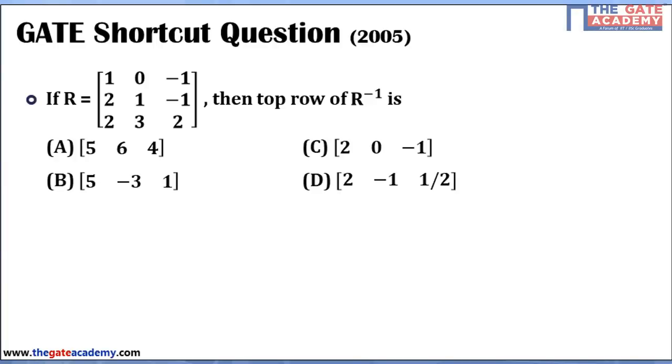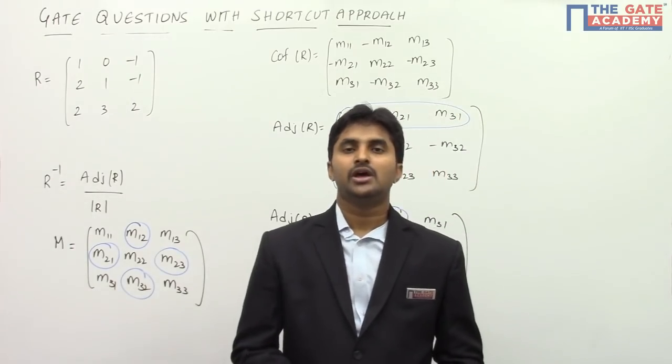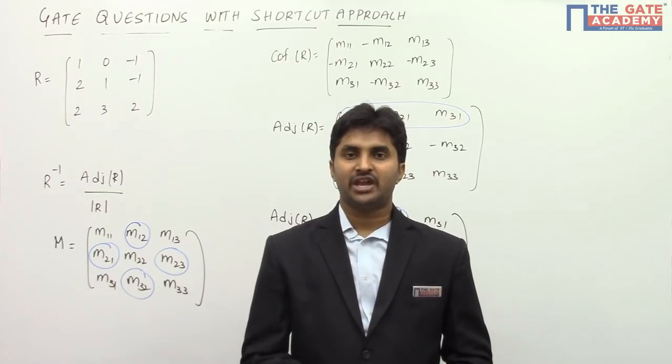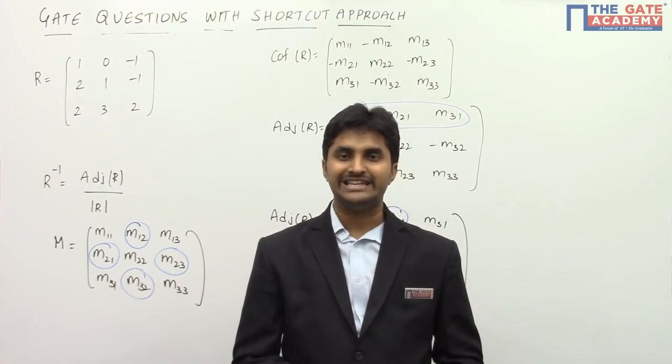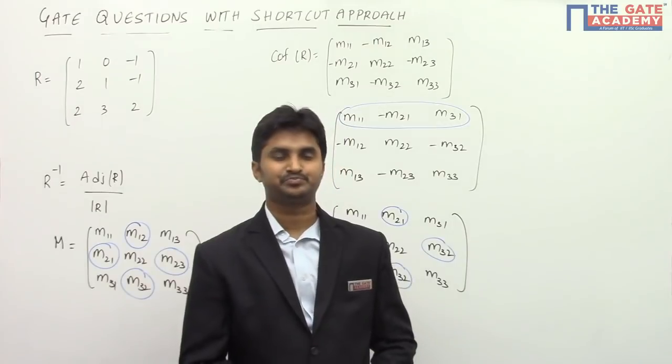So the question that we are going to see in this particular video, you can see on the screen. Here the matrix R is given as 1 0 minus 1, 2 1 1, 2 1 minus 1, 2 3 2. So we have to find the top row of R inverse. This question is from the topic of the inverse of the matrix from the chapter Linear Algebra of Engineering Mathematics.